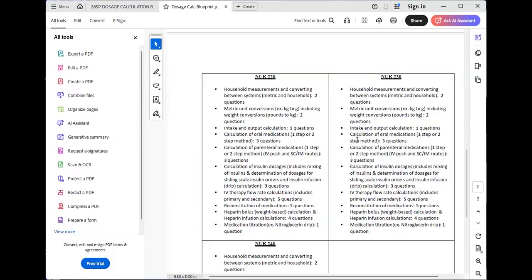You're going to see some more flow rate questions like you saw last semester. Those are calculating milliliters per hour, how long an infusion is running, and calculating your drop rate and getting to drops per minute. And then what I'm going to talk about specifically today is going to be the heparin questions. So the heparin bolus calculation as well as heparin infusion calculations. The heparin infusion calculations are very similar to the flow rate questions.